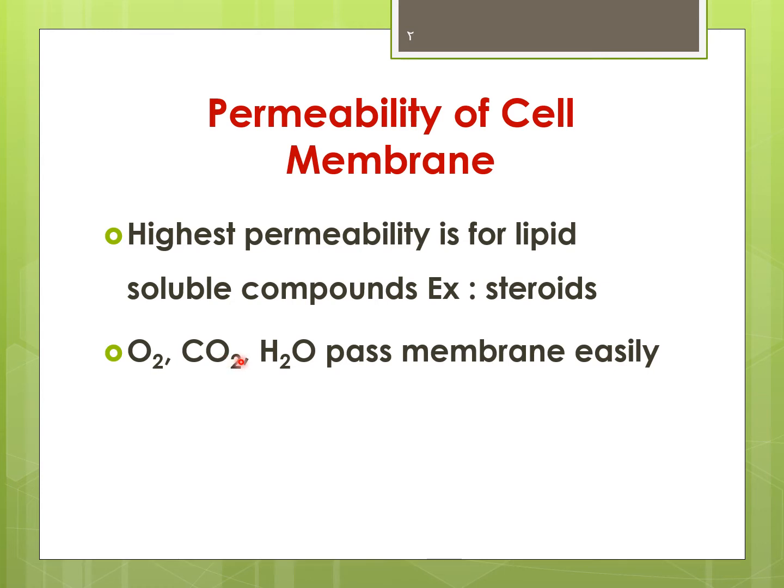Also, O2, CO2, and H2O, small uncharged compounds, can pass the membrane easily. And this is crucial to maintain the respiration of the cell. We need to obtain oxygen and to get rid of CO2. And H2O also is crucial to let in and out easily and freely in order to maintain the tonicity of the cell, or what's called the osmotic pressure of the cell.